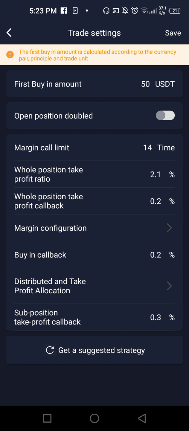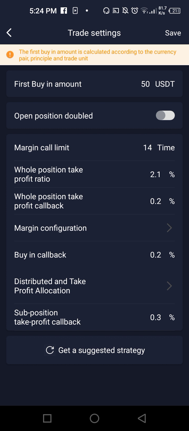Okay, so the margin call limit, as we know, is the number of times you expect a drop, and at those times, with their different percentages, you expect replenishment to happen, meaning that you expect your bot to actually buy from your USDT balance. All right, so we'll talk more about that when we get to the margin configuration. We are also familiar with the whole position take profit ratio: at what point do you want the bot to actually take profit for you?